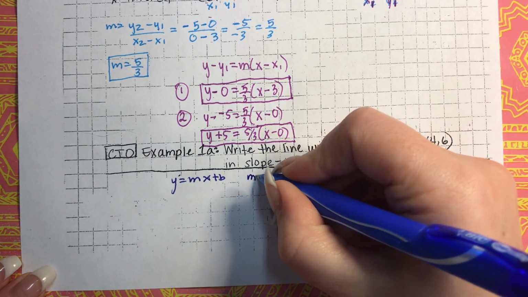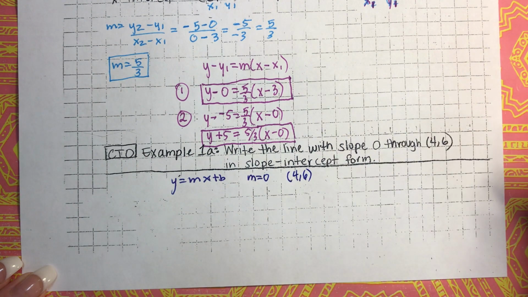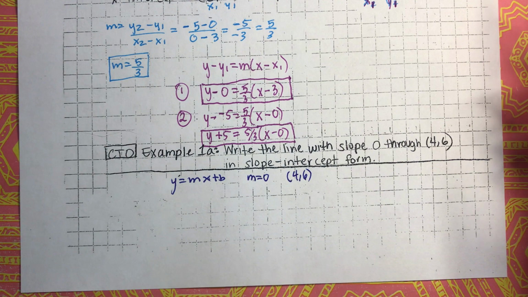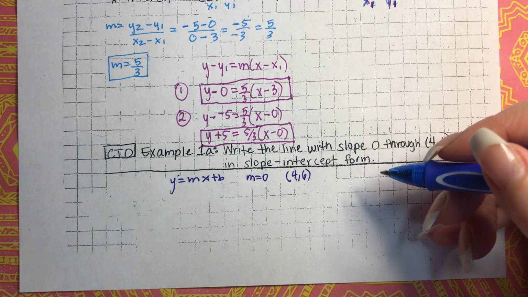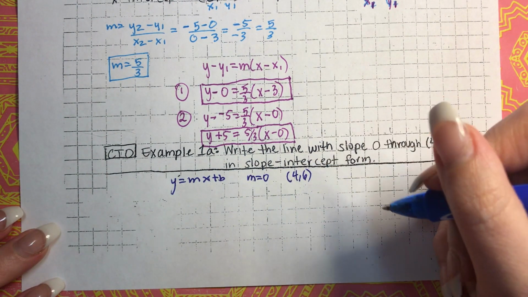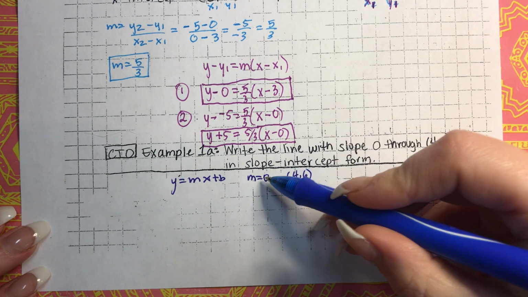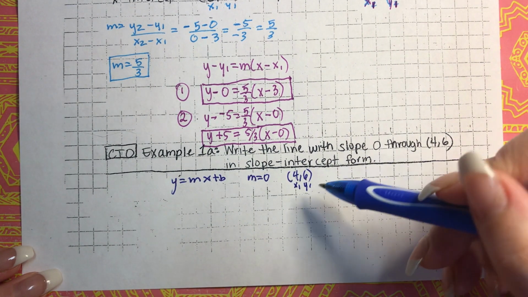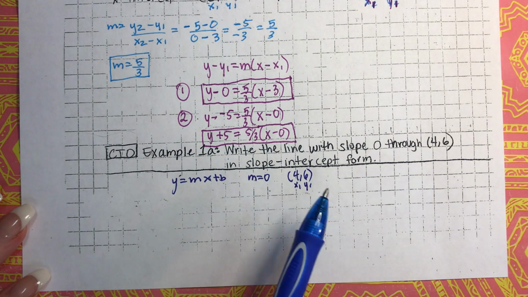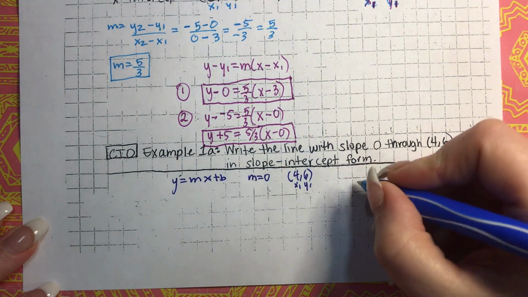We know the slope is 0, and we know it goes through the point (4, 6). We can do this two ways. I don't know which way you did it, so I'll solve it both ways for you. I'll do it the first way, where I'm going to call this my x1 and this my y1. I'll put it into point-slope form and then turn it into slope-intercept form. Because I have a slope and because I have a point, I can put it into point-slope form. I'll put that over here.